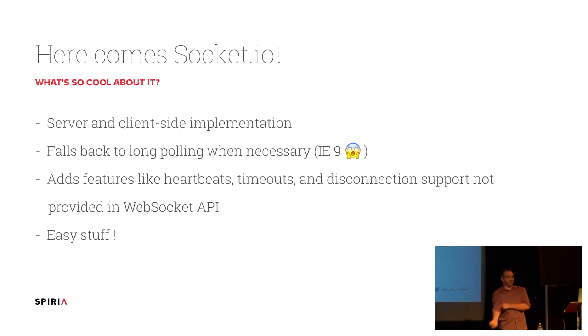It adds a bunch of features like heartbeats and timeouts and disconnection support and a bunch of different things that all come for free out of the box. It also has support for sending and receiving JSON objects, which I said was not possible, but Socket.io has it built in, so you can use it with JSON. It's super easy to use.